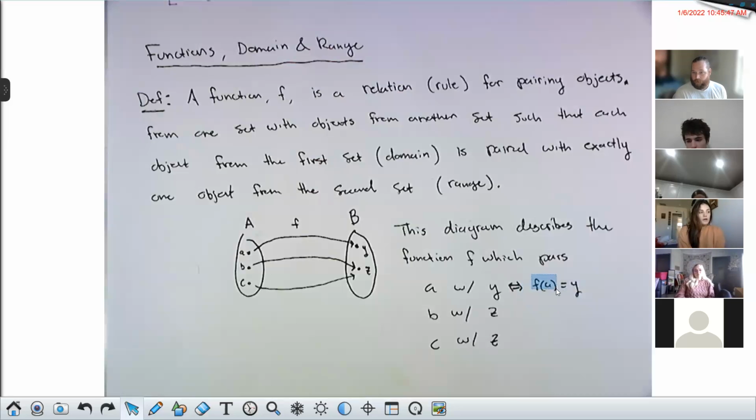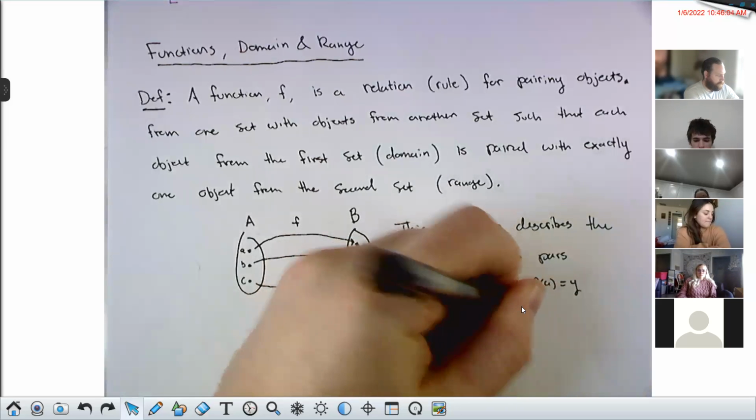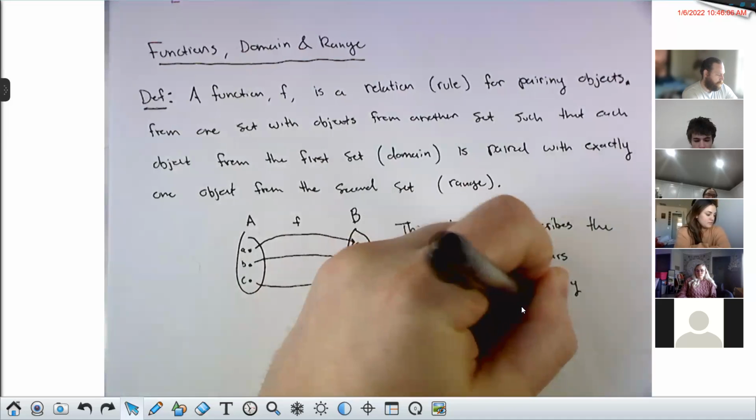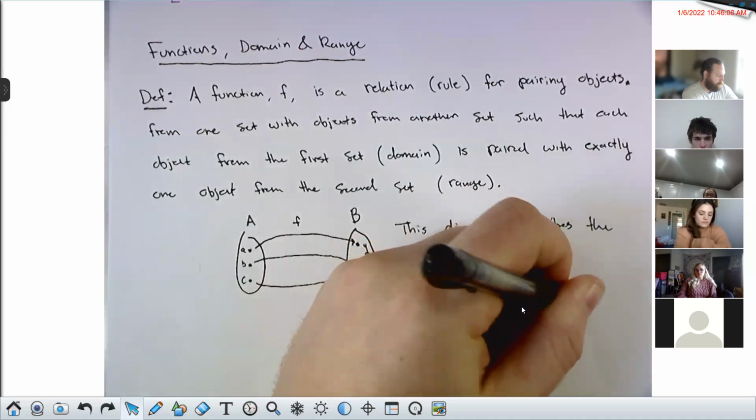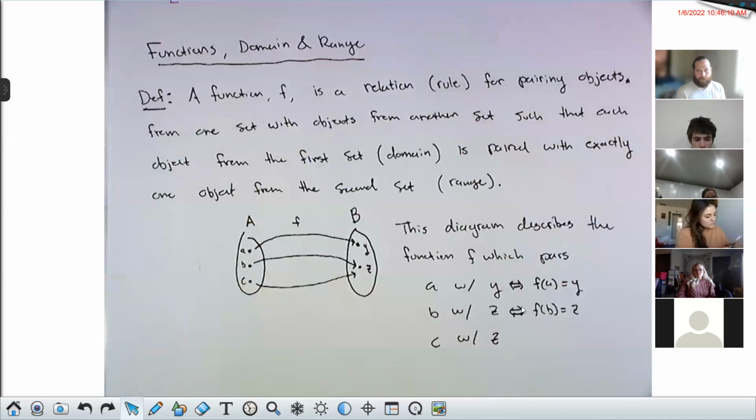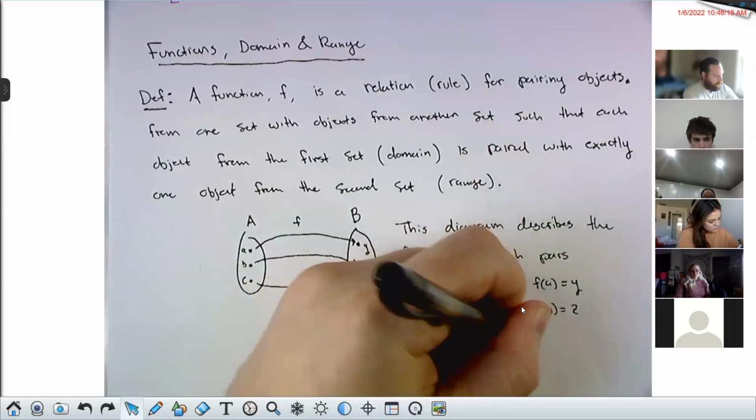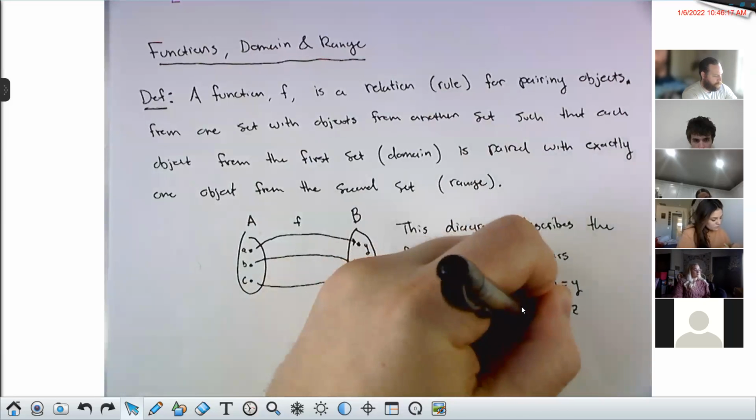I know it looks kind of like multiplication. The first thing I really need you to get through with this notation is that this is not multiplication. This is not F times A. This is the animal or function F eating the input A and pooping out the output Y. The other two things here can be written in that notation as well. F of B is equal to Z. So when you feed the function F the input B, it poops out Z. And when you feed the function F the input C, it also poops out Z.